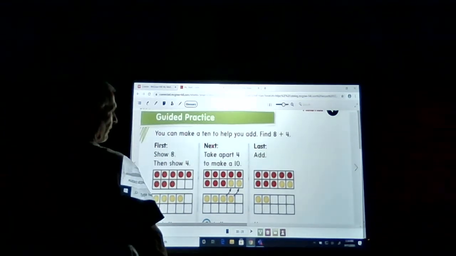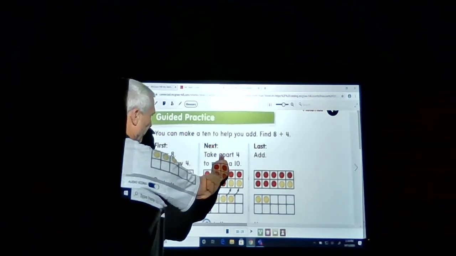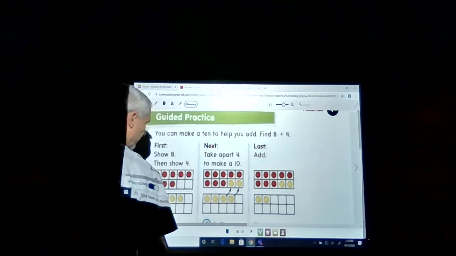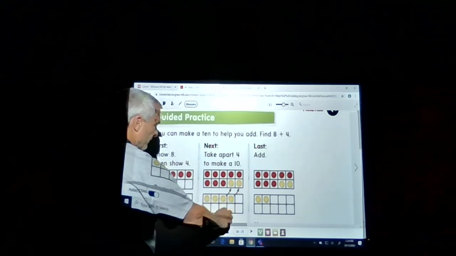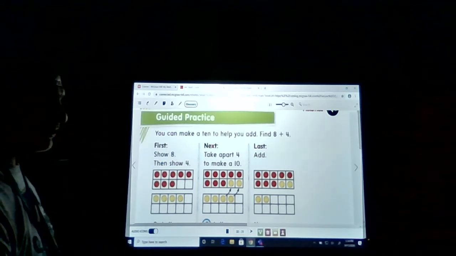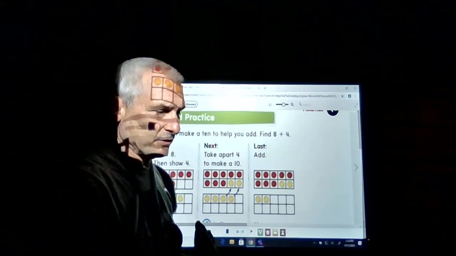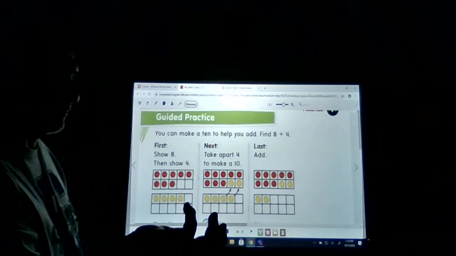Push pause, get that ready. Next, take apart the four to make a 10. All right, we're gonna slide two yellows to make a 10. Making 10s allows us to add faster because it's easy to add 10 and then another part.